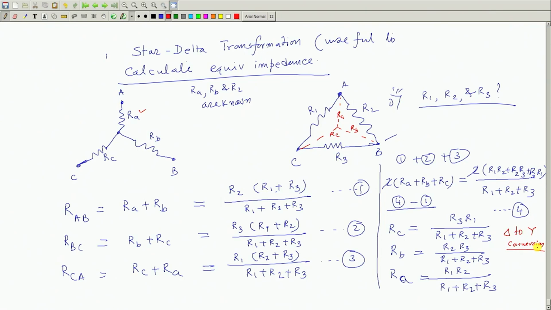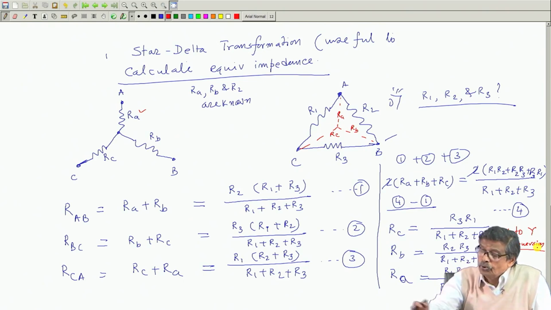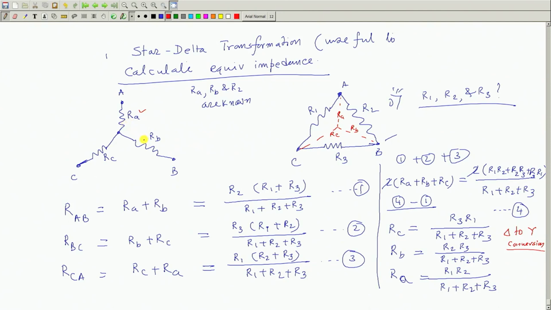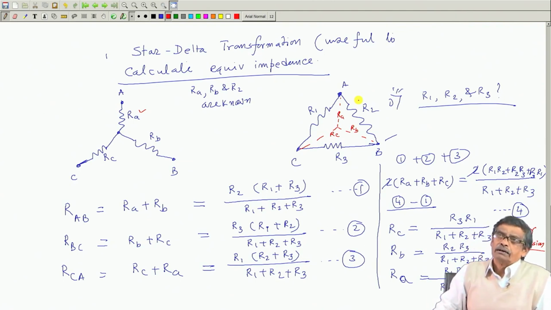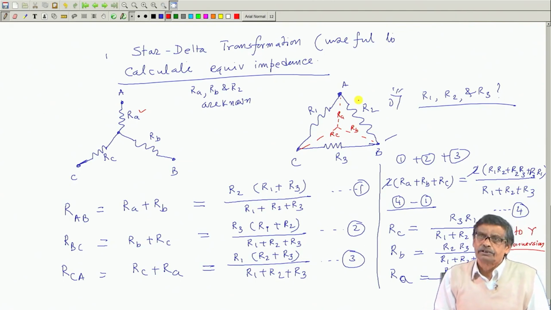So, similarly, you try yourself. In the next class, I will take a few more lines to calculate the reverse one. That is, if RA, RB, RC are known, then what should be R1, R2, R3. So, I will take that up in the next class and then also come back to other interesting network theorems. Thank you.